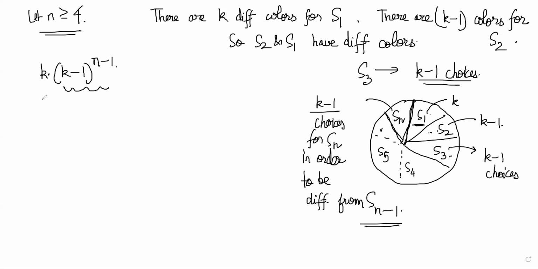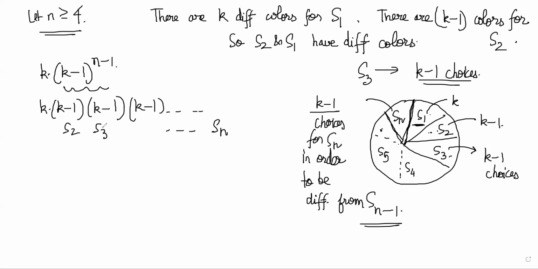Why is this there? This is basically k into k minus 1 into k minus 2, k minus 1 again, and k minus 1 again, and so on. This is for S2, S3 till Sn, right? And I'm ignoring the complication that Sn is linked to S1 also. So actually the number of choices for Sn should be different from this, right? So basically what we have said here is this number ignores that complication, that for Sn you have to take into account S1 also. If we didn't have to worry about S1, this is the correct answer for the coloring method, right?